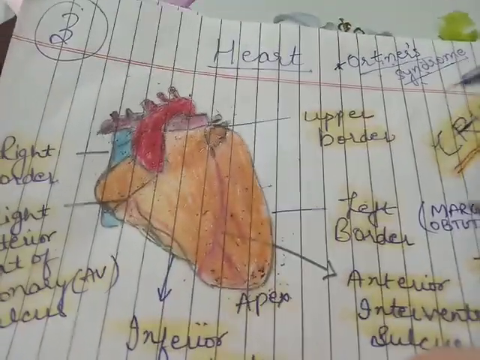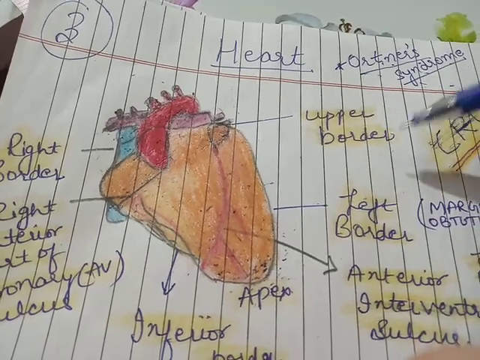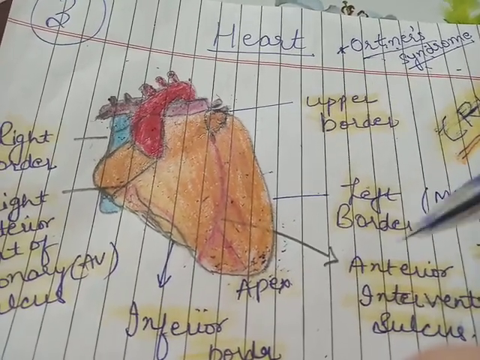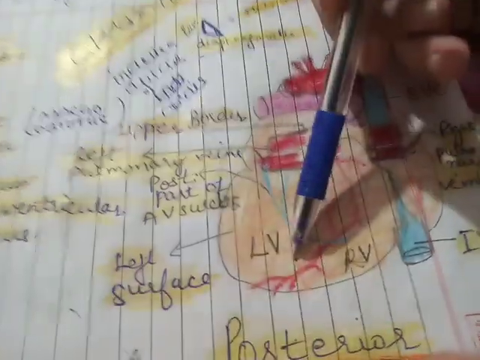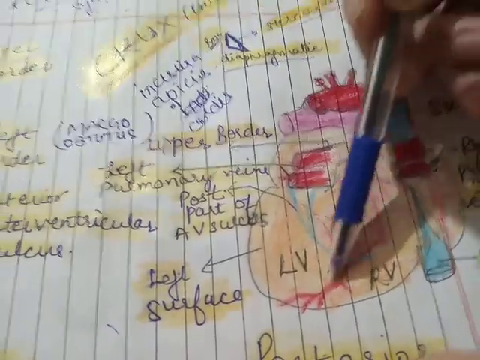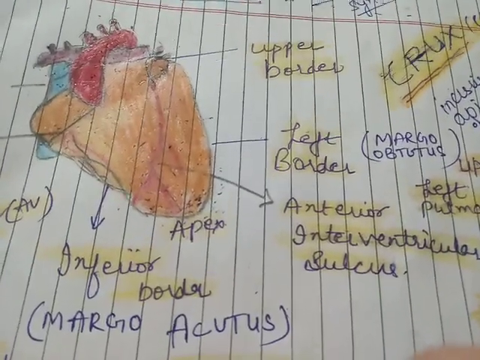Now the posterior interventricular groove lodges the posterior interventricular branch of the right coronary artery, right, and the middle cardiac vein.